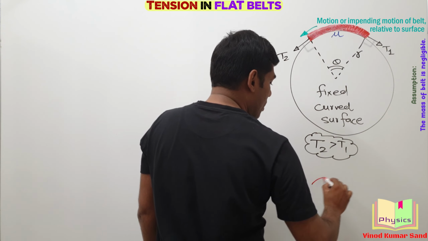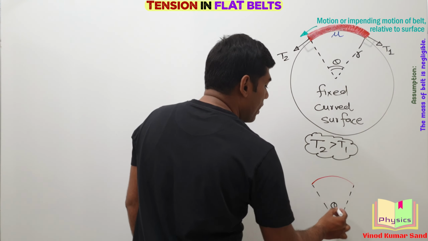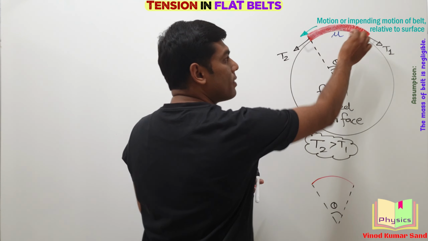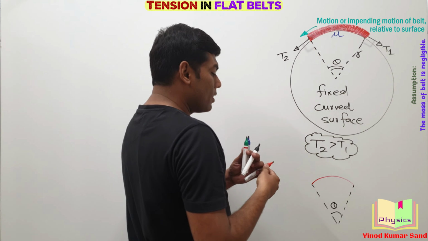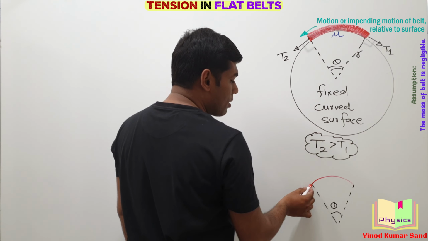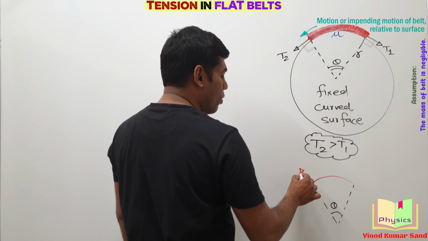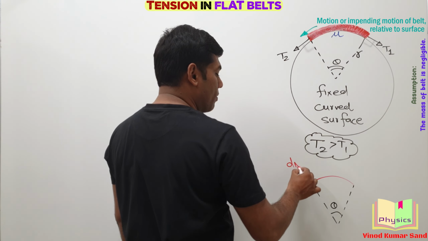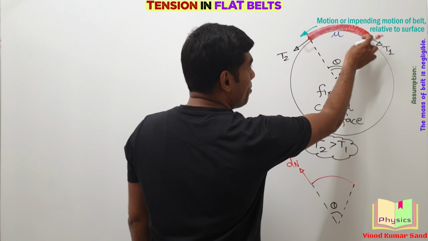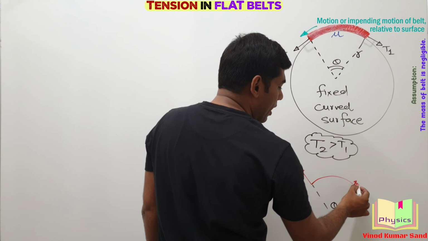Suppose this is the rope. Here we consider that angle theta. At every contact point of the rope and this surface, the normal will be in a different direction. Suppose if you show the normal here, then it will be shown like this, dN. If you show the normal here at this contact point of the rope and the fixed surface, then the normal dN will be shown like this.